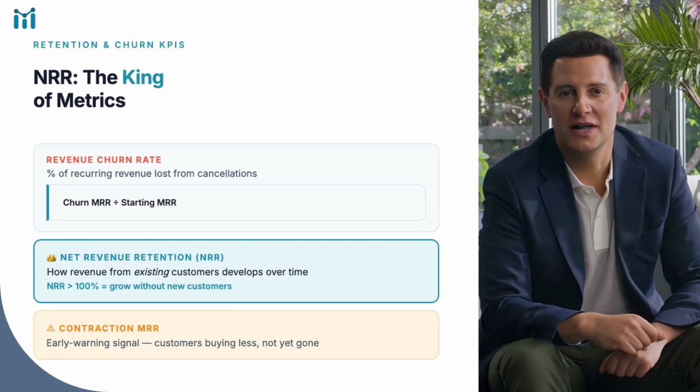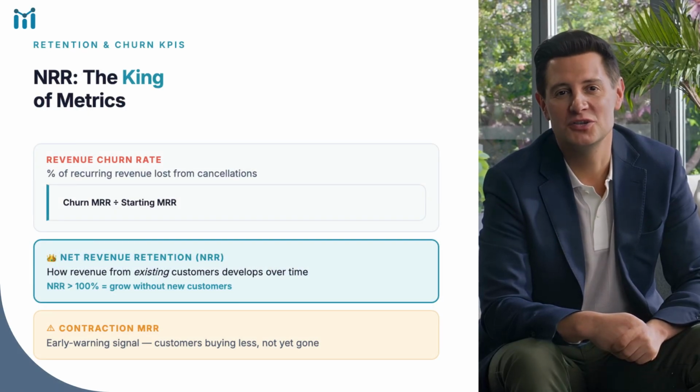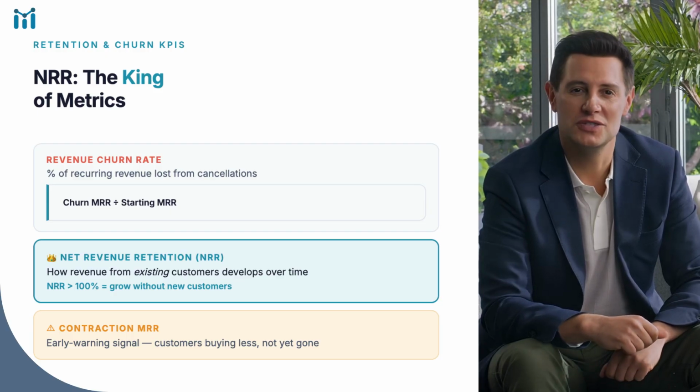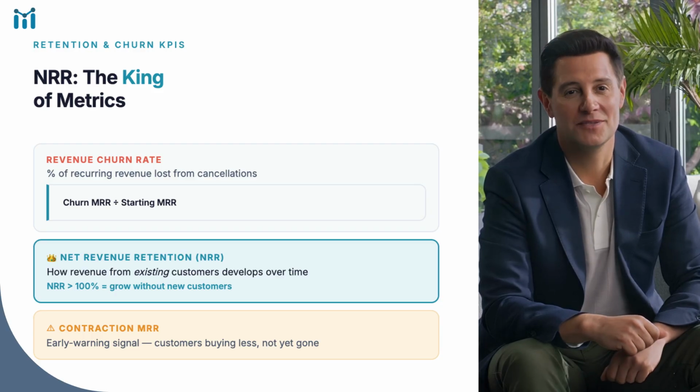On retention and churn, revenue churn rate is the percentage of recurring revenue lost from cancellations. Net revenue retention, often called the king of metrics, measures how revenue from existing customers develops over time. A high NRR above 100% means you can grow even without acquiring a single new customer. Contraction MRR is your early warning signal for customers who are buying less, even if they haven't left yet.